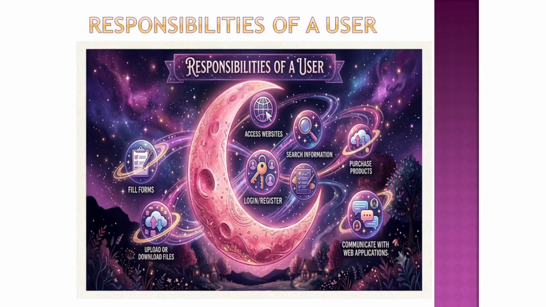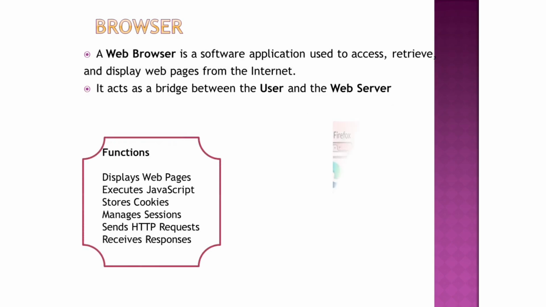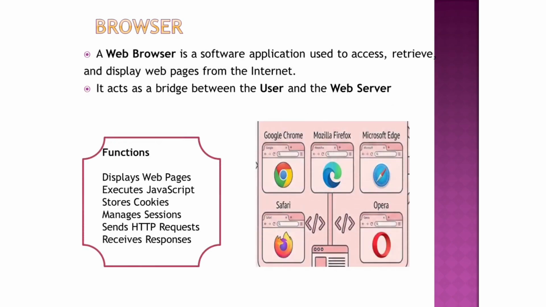Next, now let's understand one of the most important software applications, the web browser. A web browser is software that allows the user to access websites on the internet. It acts as the bridge between the user and the web server. Some popular browsers are Google Chrome, Mozilla Firefox, Microsoft Edge, Safari, Opera. Without the browser, we cannot open websites. For example, if someone gives you the address of the library, you still need a vehicle to reach it. Similarly, the browser helps us reach websites.